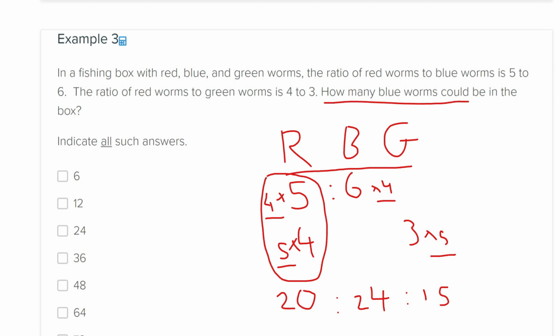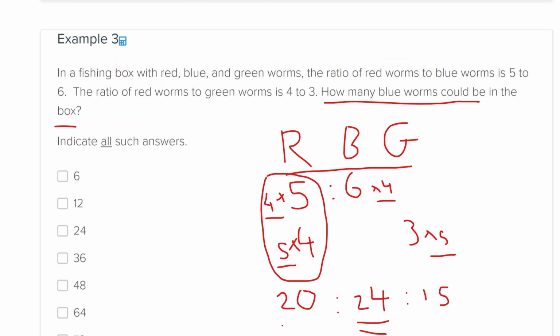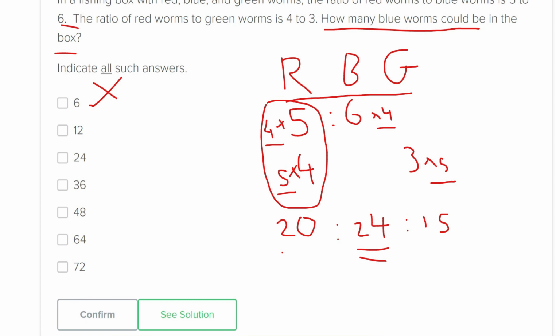How many blue worms could be in the box? Well, we have to use this final ratio. So blue is 24, not the original, which is, if you look, blue was, I think, 6 in the original. So many of you would pick 6. But that's actually wrong, because using our unified ratio, we know blue has to be 24 or a multiple of 24. Red has to be 20 or a multiple of 20. The number of green worms has to be 15 or a multiple of 15.